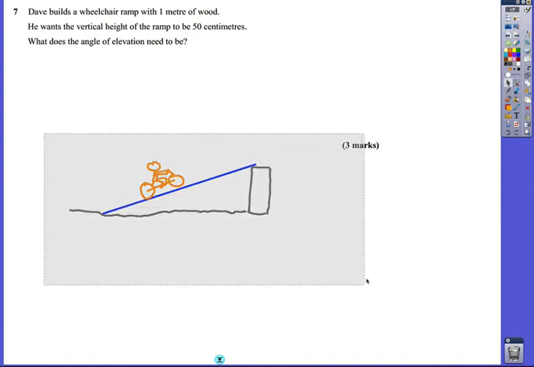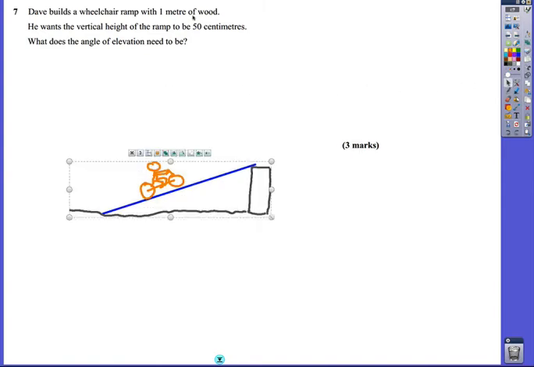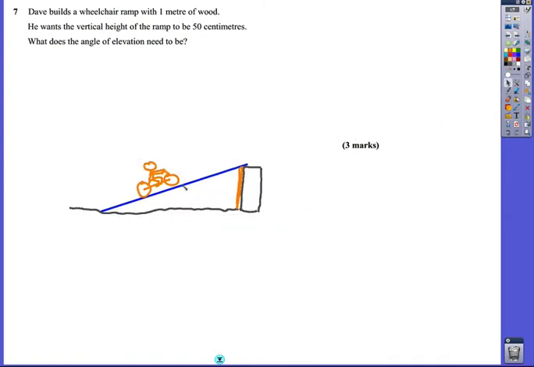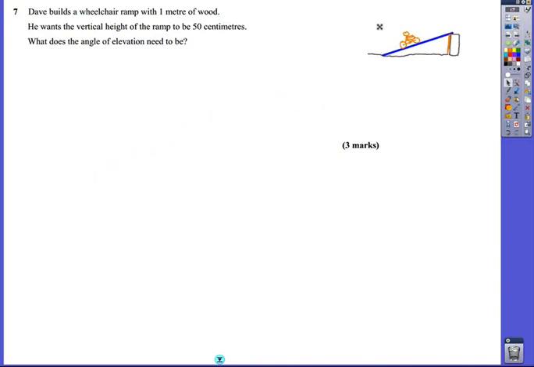So when they said Dave builds a ramp with 1 meter of wood, he wants the vertical height of the ramp to be 50 centimeters. Well, he doesn't have to cut the 1 meter wood and place it on the curb. There's no need to do that because the curb is already there. It's a bit of a strange question, but keeping that in mind, we're going to move on with the question. Let's just go through it very quickly.